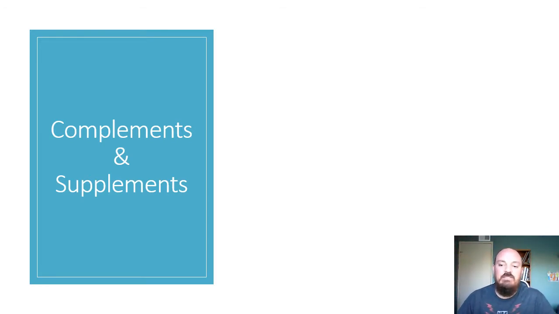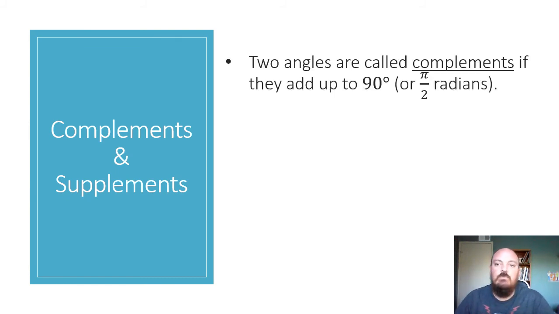Okay, our third and final little mini topic for today is complements and supplements. And I'm guessing you probably remember these. If anything, you might be like, which one is which? So complements are two angles that add up to 90. That's probably the first way you learned it back in Math 4. Now in radians, 90 degrees is the same as pi over 2 radians. So if you're talking radians, instead of adding up to 90, they add up to pi over 2. But again, that's the same thing.